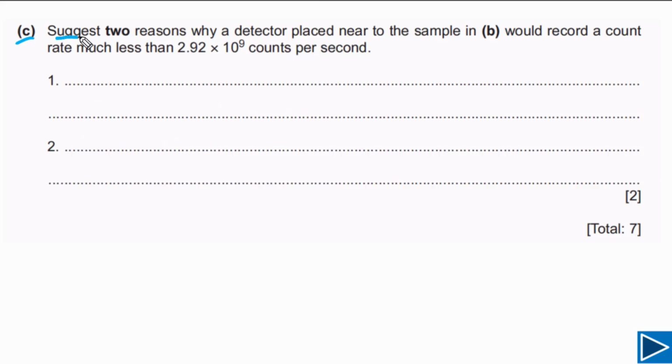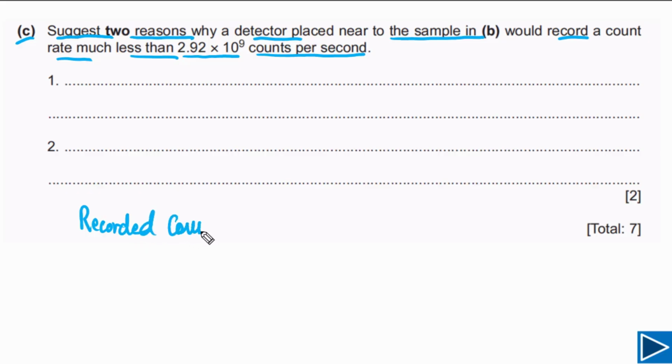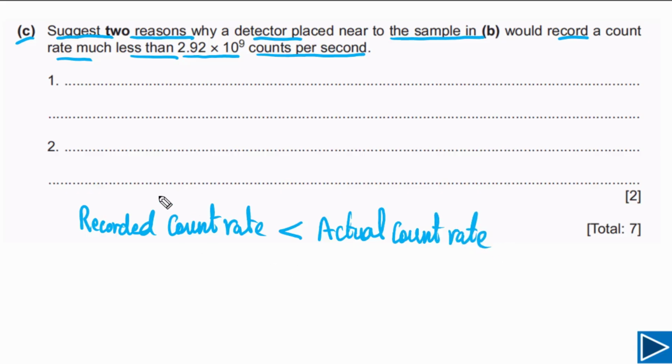For part C, the question is asking us to suggest 2 reasons why a detector placed near to the sample in B records a count rate much less than 2.92 times 10 to 9 counts per second. Actually, this is the activity of the sample that is given in part B. So we have to explain why the recorded count rate by the detector is much less than the actual count rate, meaning the activity of the sample. We need to explain why this is less.